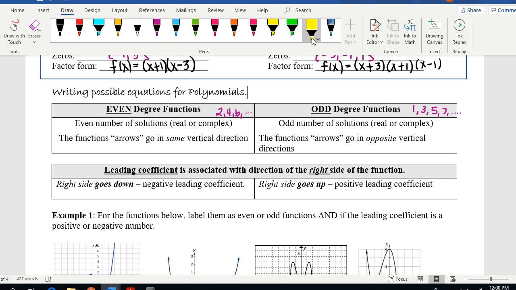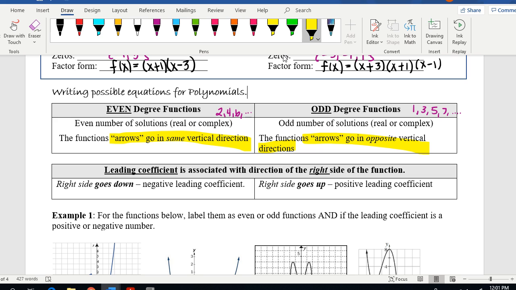Okay? Looking at a graph, an even degree function, my arrows, or the ends, go in the same direction. So they're either both going to go up or they're both going to go down. If I have an odd degree function, that means my arrows or the ends go in opposite directions. So one end will go down and one end will go up. Okay, so those are even and odd.